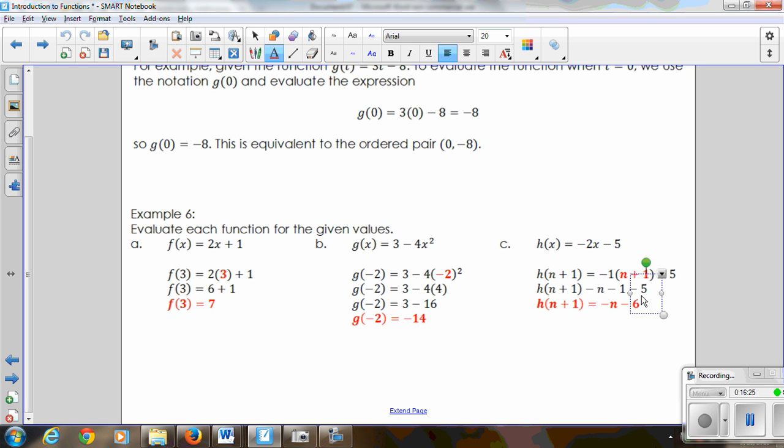Once it's in simplest form, I can go ahead and simplify. And I realized that I forgot to include an equal sign here. So there should be an equal sign before that -n. So when I combine my like terms in this example, my n is still negative, but -1 minus 5 gives me a -6.